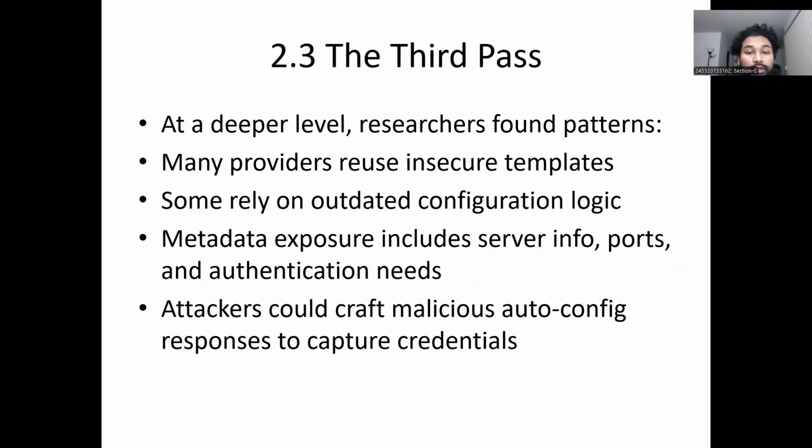Next, we have the third pass. In the third pass, I looked at the deep insights. More than 30% of providers still offer weak TLS settings. Many silently fall back to plain text connections without warning the user. Several providers leak metadata about servers or internal systems, and authentication misconfigurations are very common. This deeper read showed how widespread and serious the vulnerabilities are.